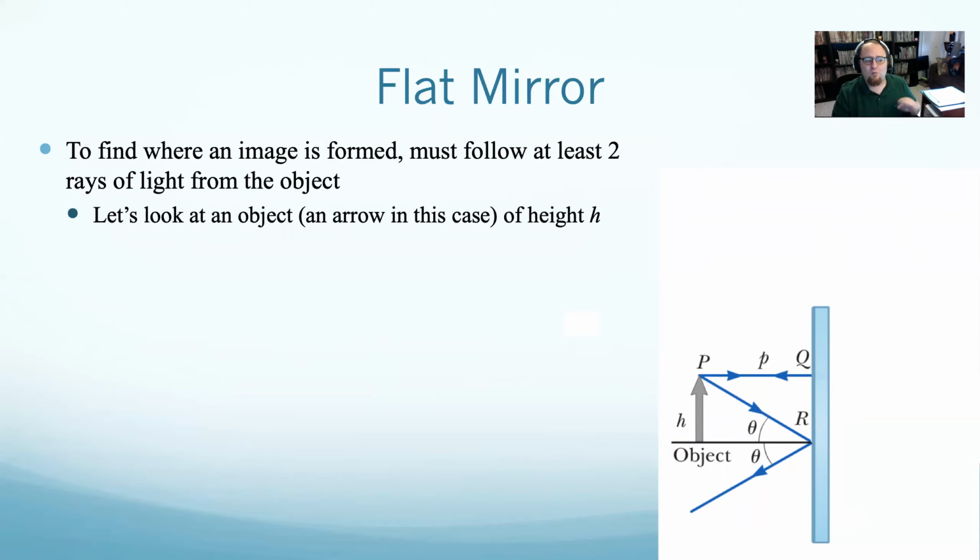We'll say light from this object, we'll talk about 2 rays. One goes straight across and bounces straight back, and then one goes down to the middle of the mirror, following the law of reflection.